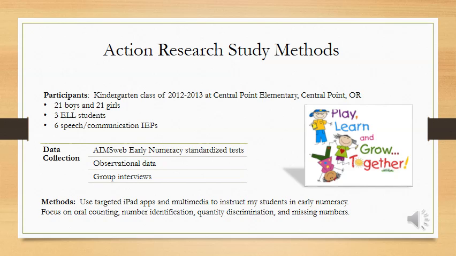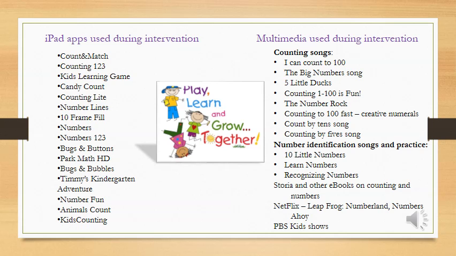I administered the AIMSweb Early Numeracy Test in March as a strategic whole class summative assessment to measure whether interventions had had an impact. Listed here are some of the iPad apps and multimedia experiences used during this intervention, including apps, songs, electronic books, and videos used during our 5-week project.